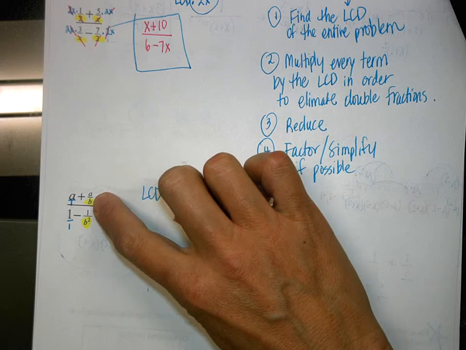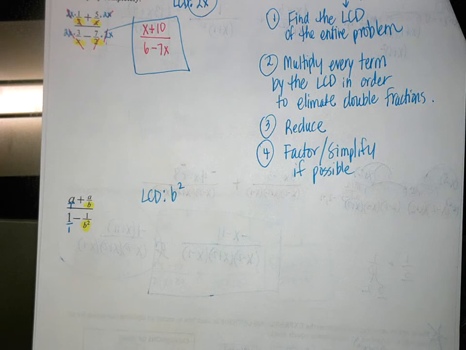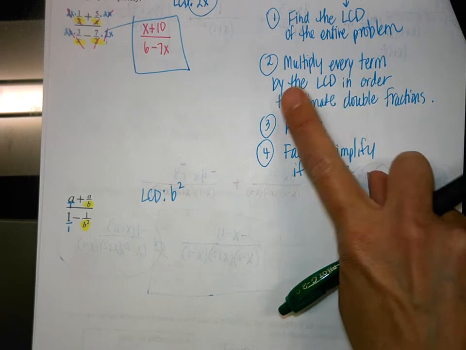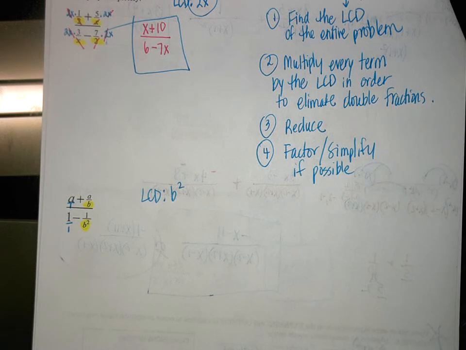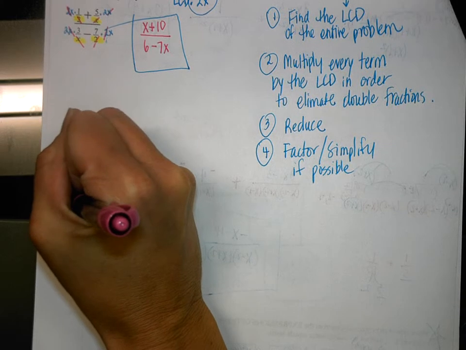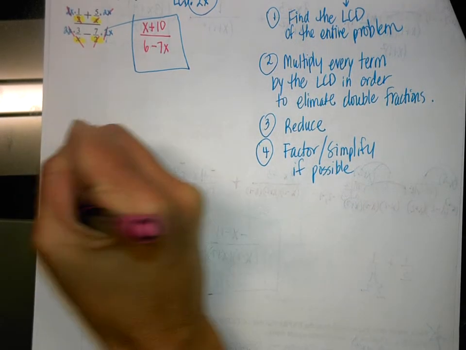Okay? So b squared. So now we are going to go to step 2. Multiply every term by the LCD in order to eliminate double fractions. So that means we go to every term and we are multiplying by b squared. Okay, everybody see that?